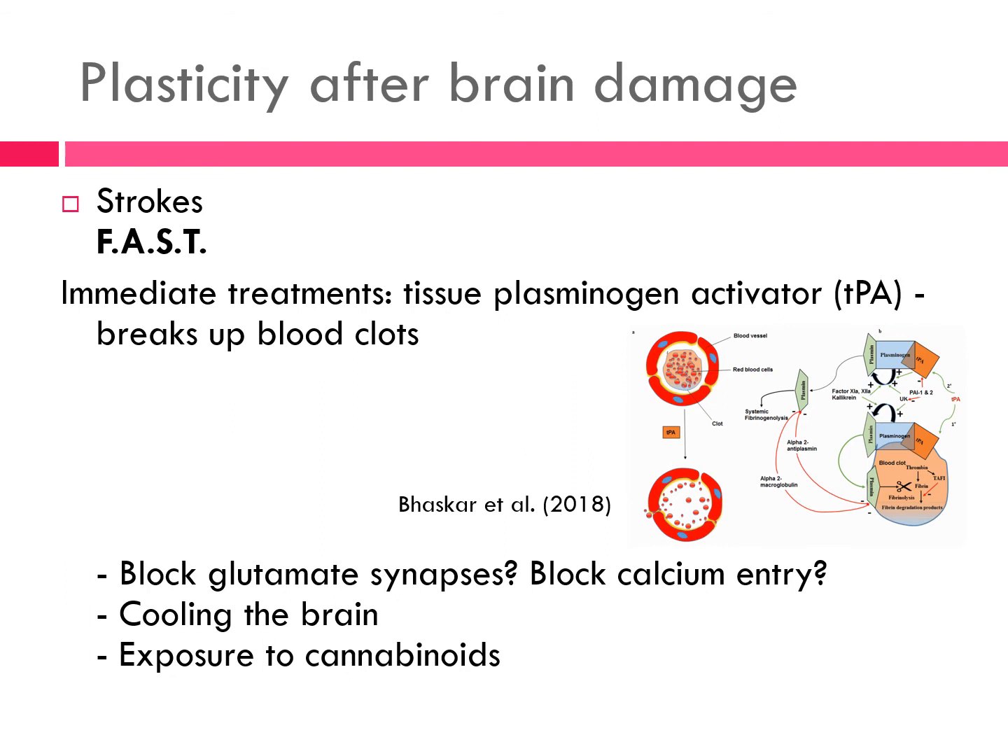They might block calcium entry, since we're getting more chemicals into those neurons through that calcium entry as part of it. They sometimes try cooling the brain. And then they also have tried exposure to cannabinoids, and that's one of the more interesting kinds of tactics. What they've done with, I think this was rats, I can't remember if it was rats or mice.